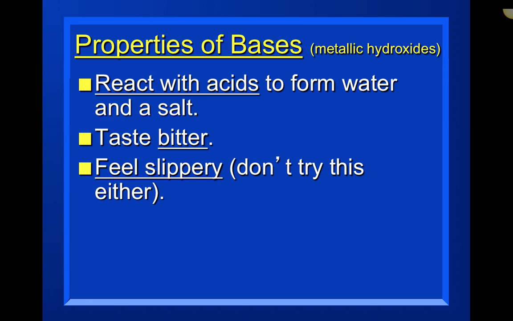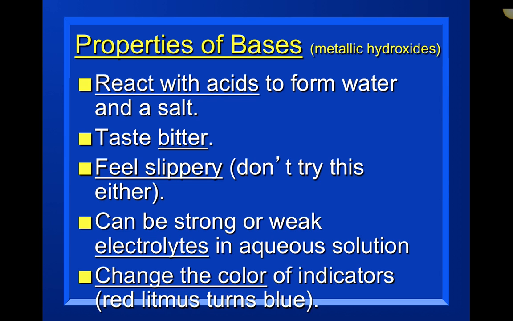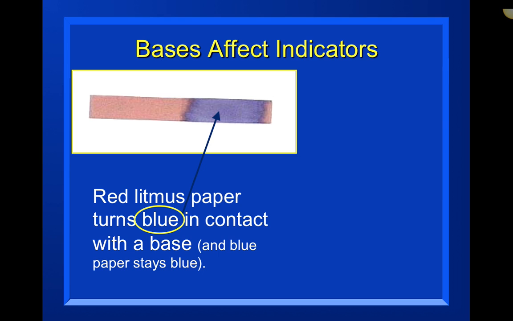Soap or shampoo, you notice, is very slippery. Most detergents are bases. And they can be strong or weak electrolytes because they're strong or weak bases, just like strong or weak acids. And they also change the color of indicators. We had blue to red as acid. We have red to blue for base.